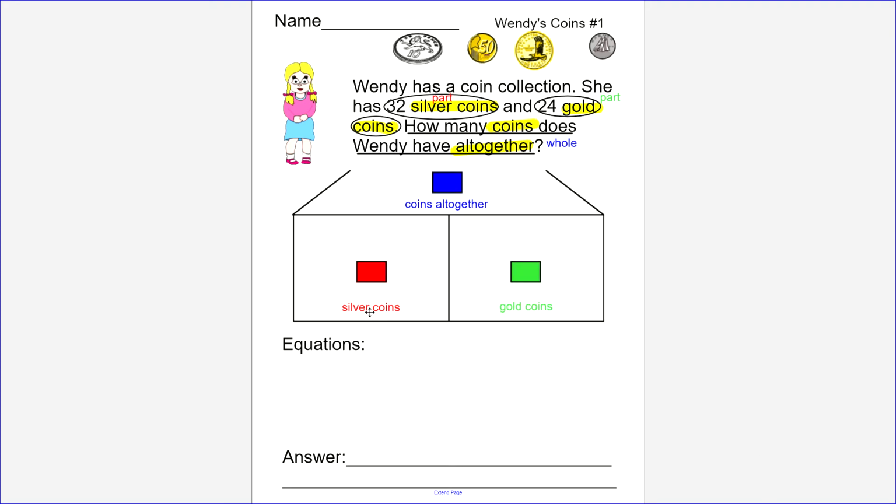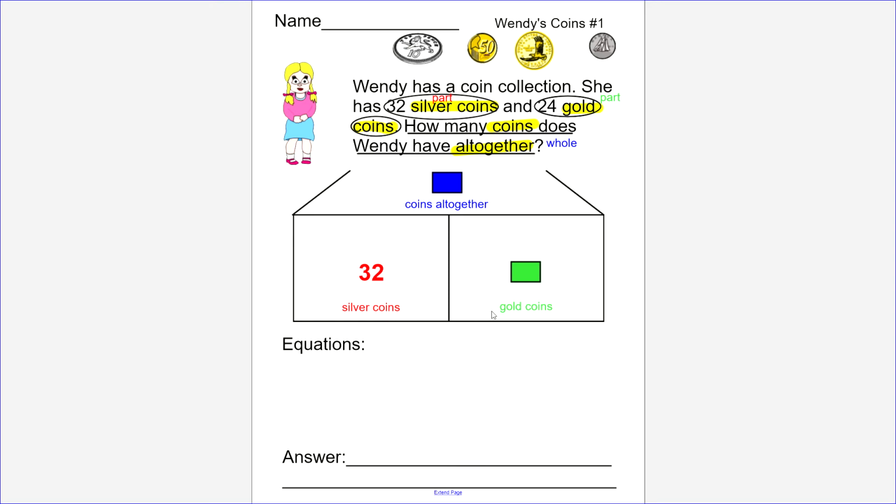Look back at the story problem. How many silver coins does Wendy have? What number goes in the part silver coins? You're right. Wendy had 32 silver coins, so I'll put the number 32 in the part labeled silver coins.